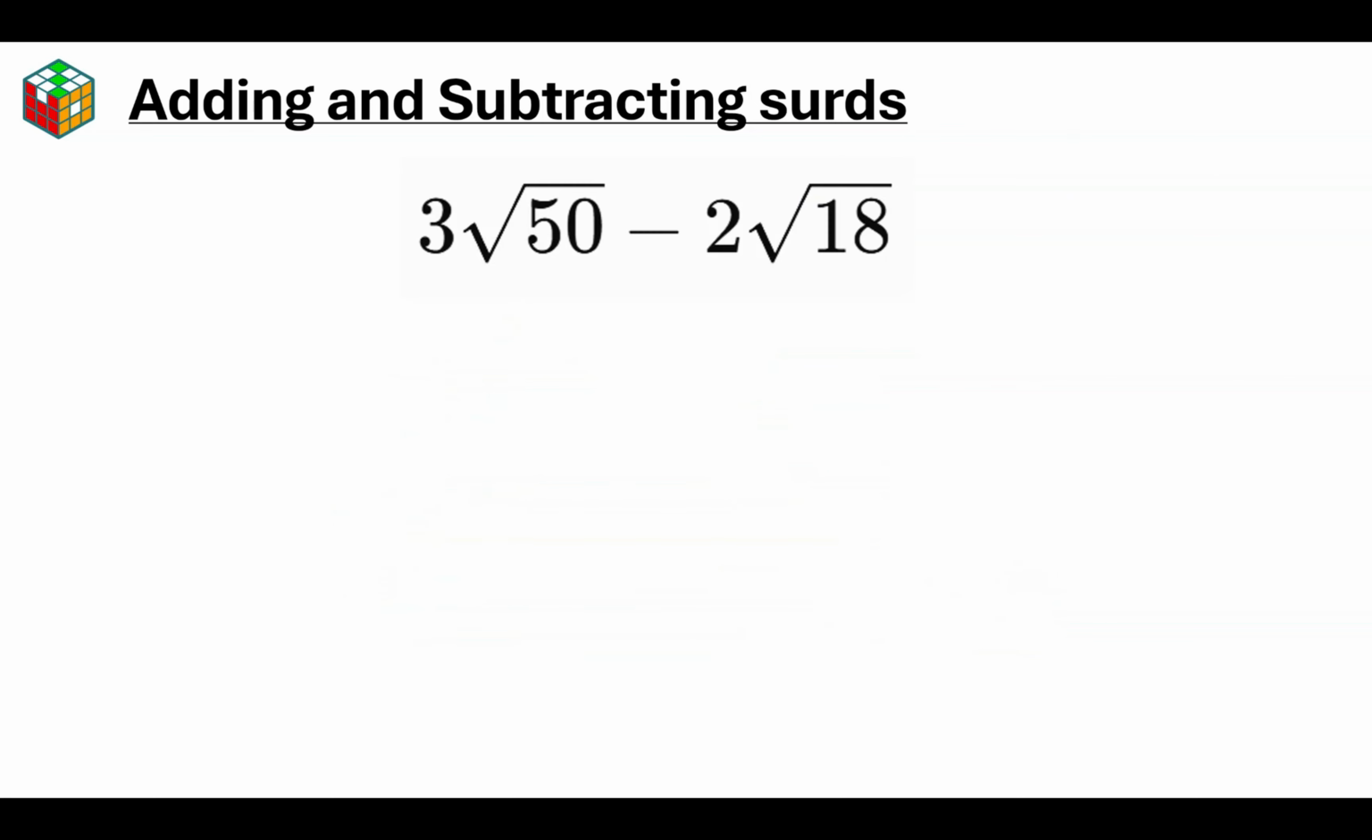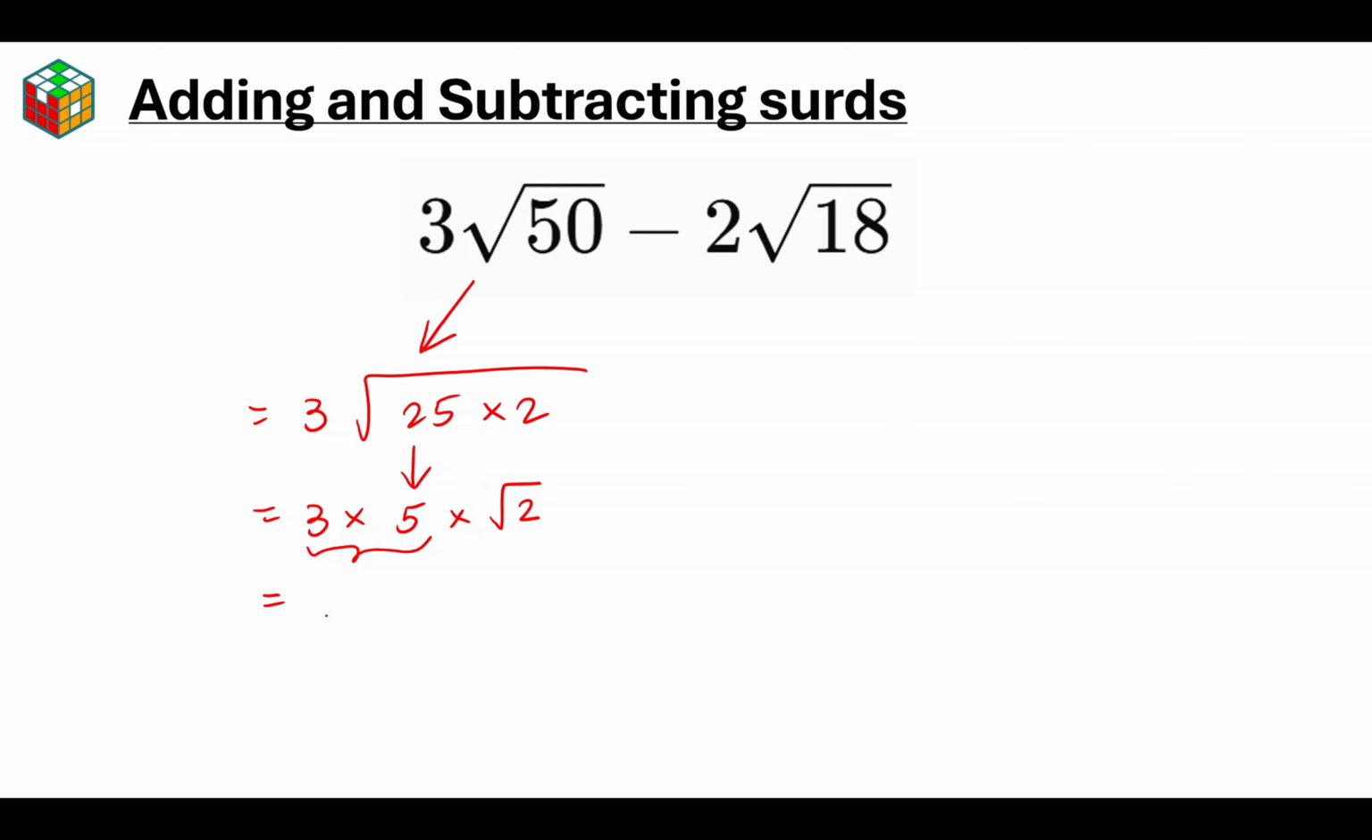Same, you may have to combine this. So let's have a look. 3 is there first. 25, can I spot a square number? I can find 25. 25 times 2 is going to be 50. So 3 is there, times root 25 is going to be 5. Root 2, it will be still root 2. So tidy up, that's going to be 15 root 2.